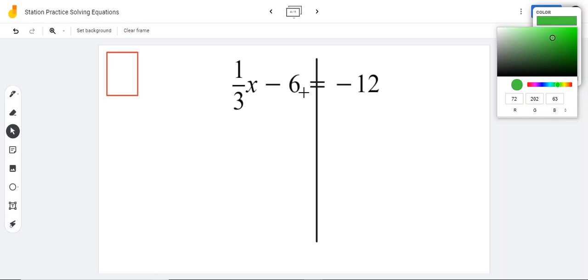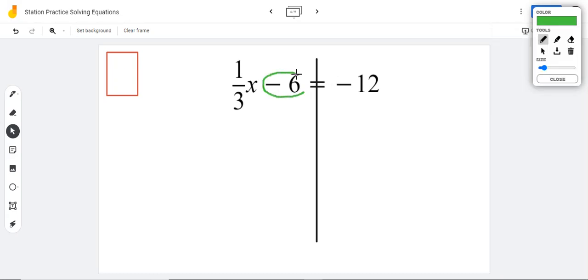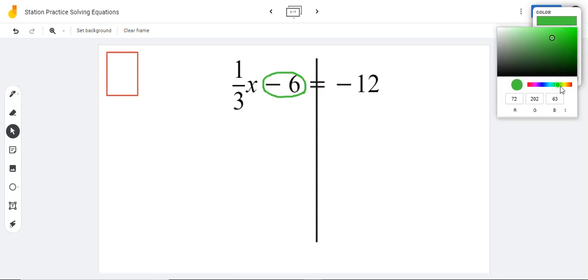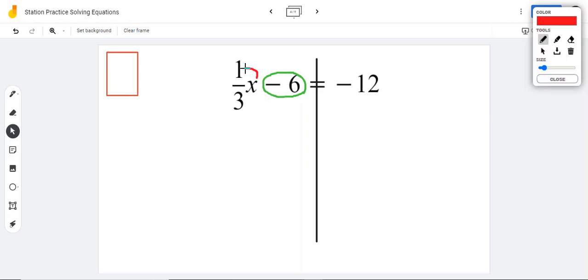I know I've got this minus 6 that I'm going to have to get rid of. And then I've got 1/3 times x. So whenever you see a fraction next to an x, the easiest thing to do is just to think of it as putting the x in the top with the fraction, right? Because if I look at this, it's actually 1/3 times x.